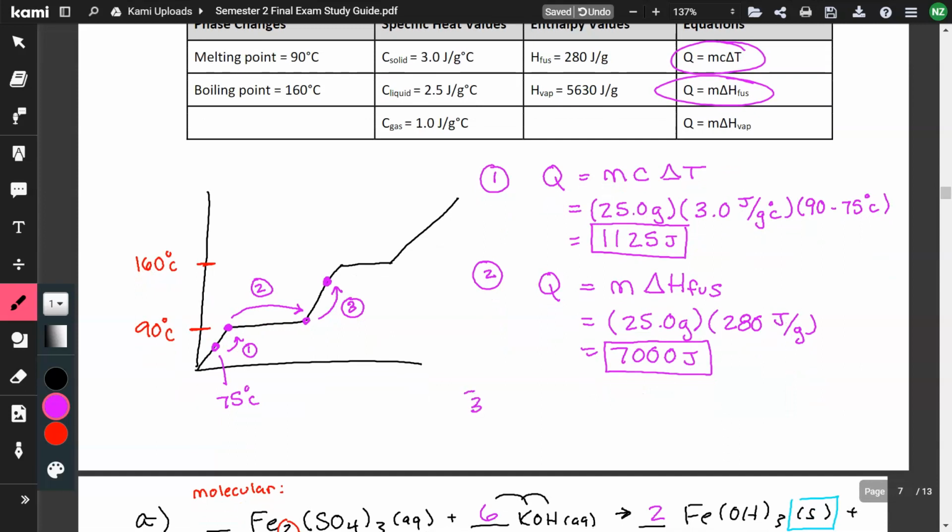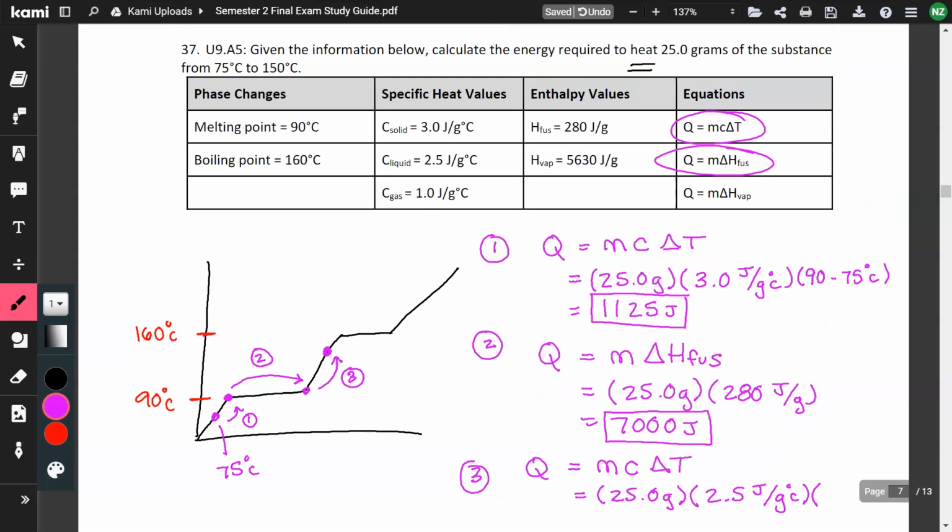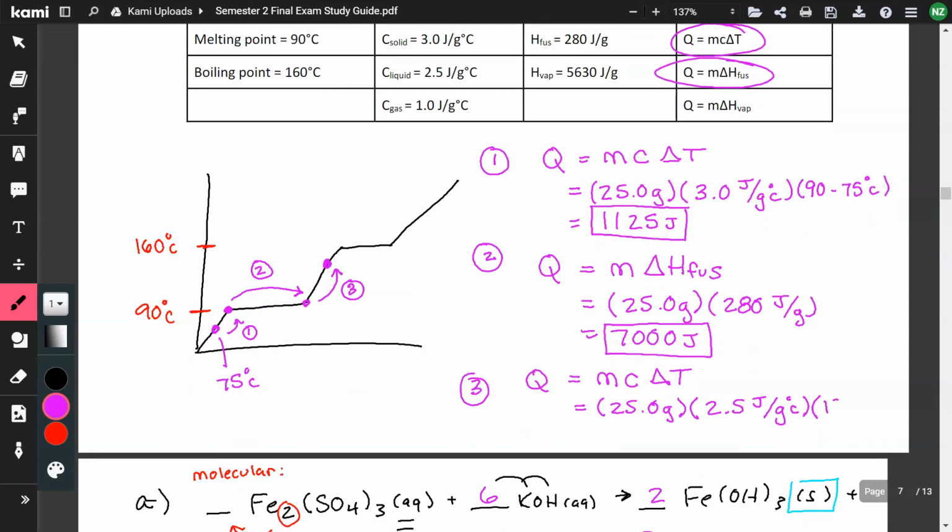All right, the third step, we have one more temperature change. So 25 grams. We're a liquid in this middle phase here, so that's going to be 2.5 joules over grams degrees Celsius. And we're starting at 90 and moving up to, what did we say? 150. So you should get 3750 joules.